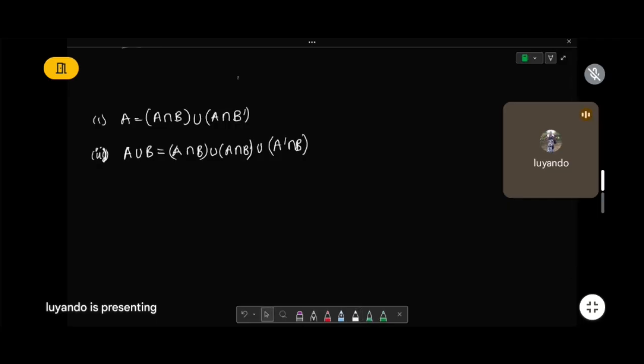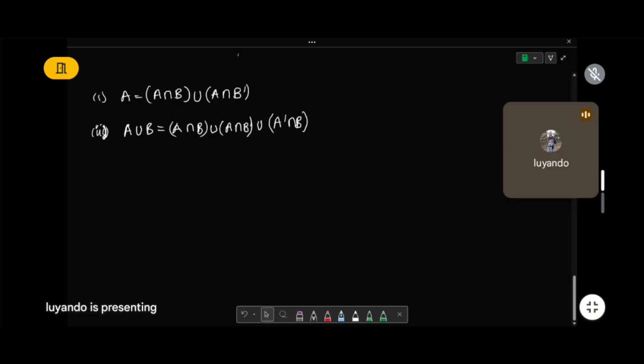Okay, so let's do these two. We're being asked to use the associative and distributive laws of the union and the intersection to simplify this. Mainly, the law that I would want you to pay much attention to is this one.